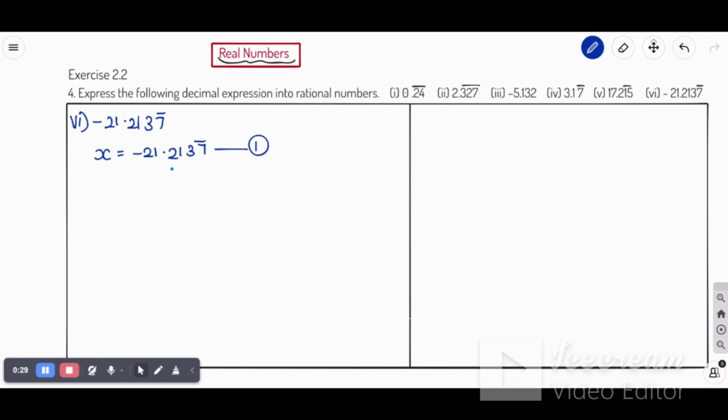And now if you see here, we have got 3 digits which are not recurring after your decimal point. So what do you have to multiply with to make it so only the recurring part appears after the decimal? You have to multiply by, yes, 3 zeros, which makes 1,000. So which will be equal to 1000x is equal to minus 21213.77. So this will be your equation number 2.